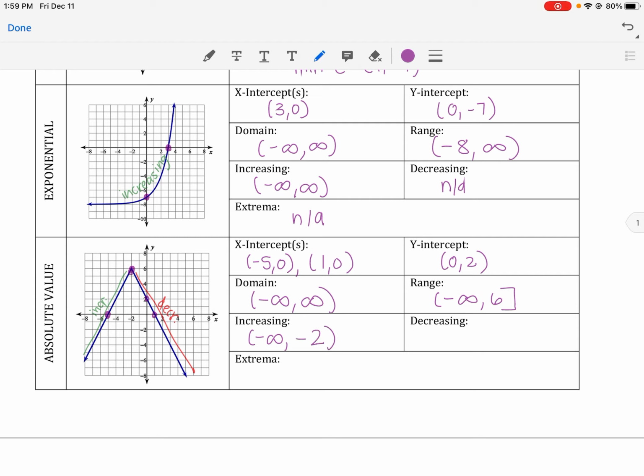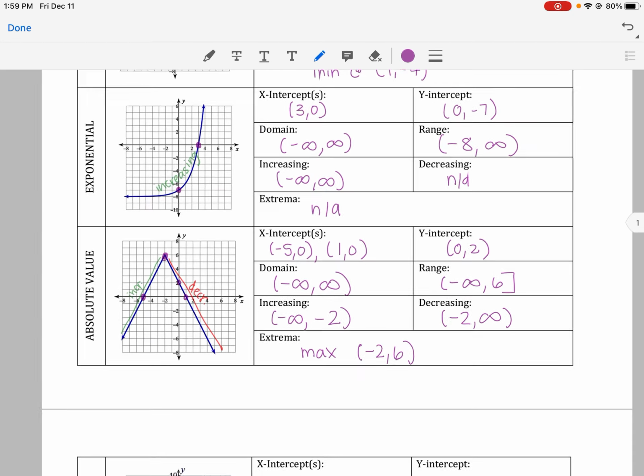It's at -2, sorry, not +2. And then it starts decreasing at -2, right? That's the turning point, and it goes all the way to the right. It's going down, down, down, so it's infinity. In this case, your vertex is a max. It's a high point, and it's at the ordered pair (-2, 6).